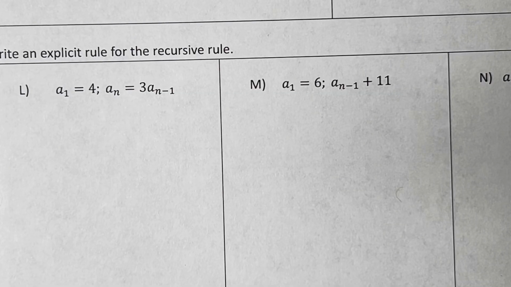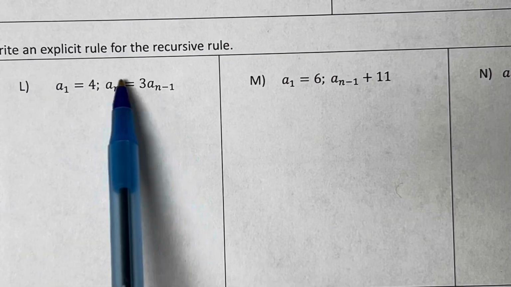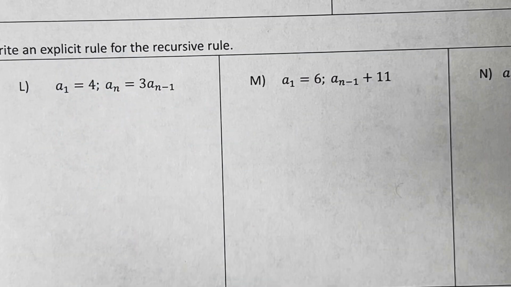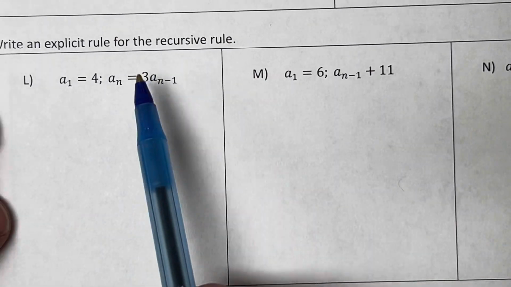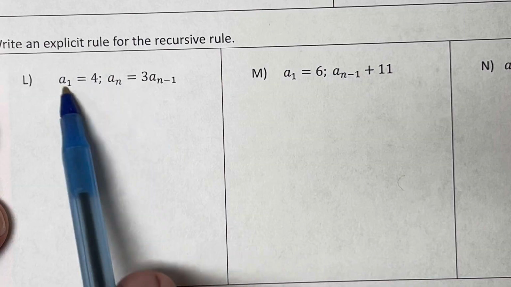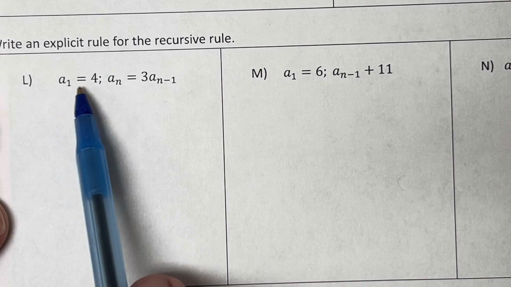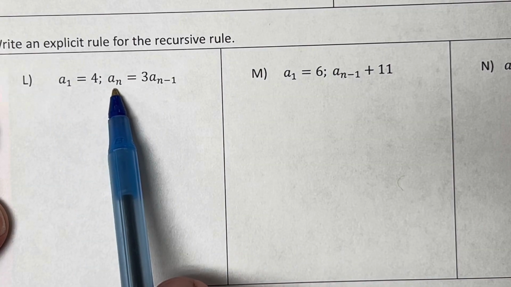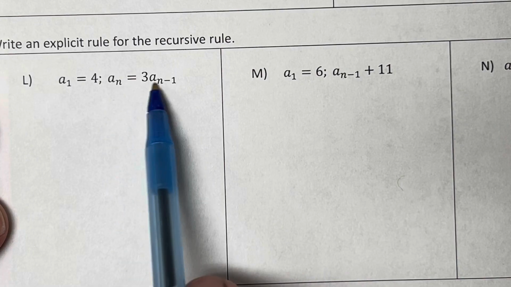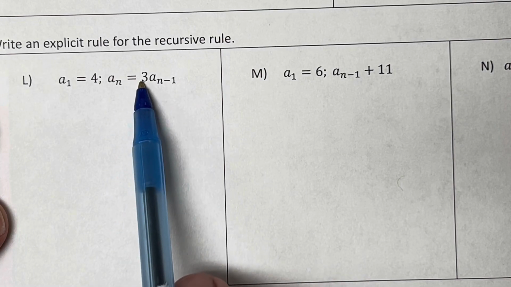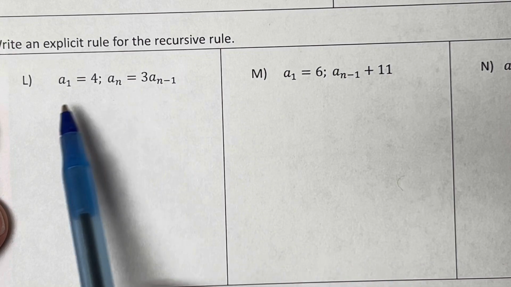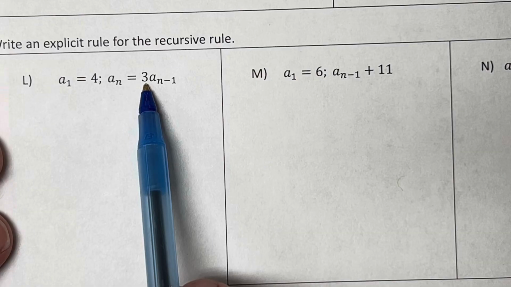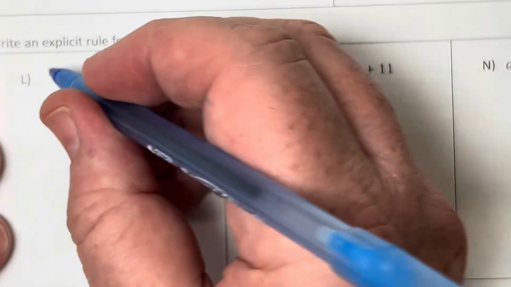All right, on L, M, and N, they are giving you the recursive rule, and they want you to write it going back to the explicit rule. So when we do this, we already know what the first term is, and we also know that this is a geometric sequence because 3 is being multiplied with the previous term. So it's geometric, and our ratio is 3.